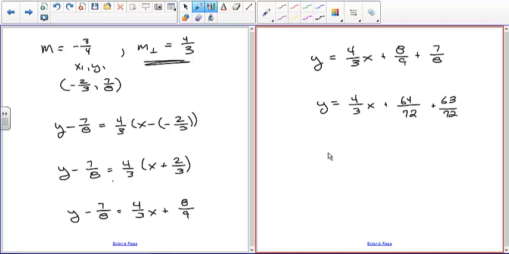Okay, so then you add the two together. So you get y is equal to 4 thirds x, 63 plus 64 is 127. So 127 over 72. And I think that's as far as you can go, because you can't divide them by 3, 4, 5, 6, nope, 9, 7. Okay, so that's it for that section.